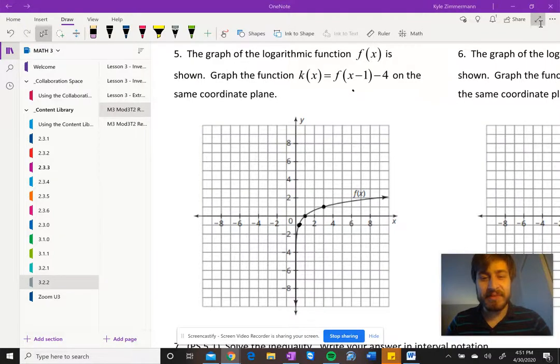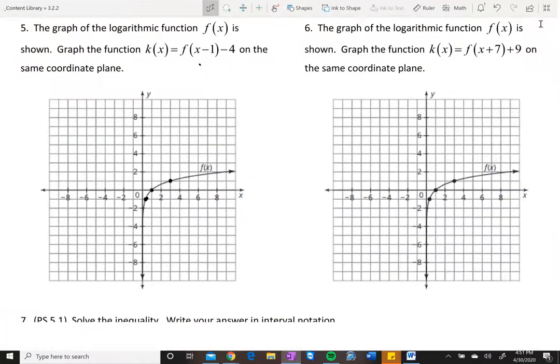Class, it's Mr. Zimmerman, and today we're going to look at transformations of logarithmic functions. And at this point, this is going to be a review of just being able to identify key information from a function and then be able to apply that to a graph. So let's go ahead and dive in.